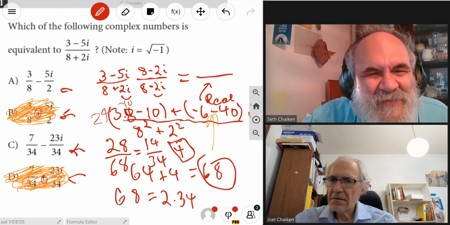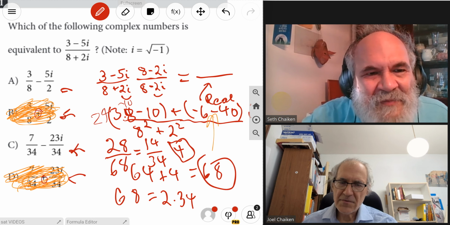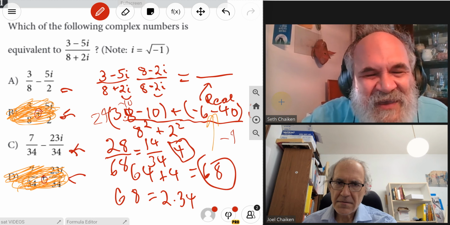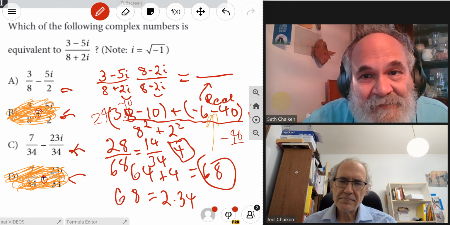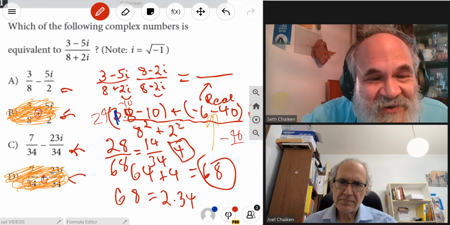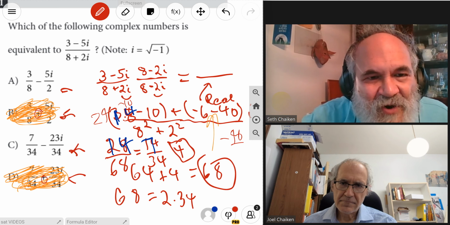Minus 10 is 14. So I made an arithmetic mistake here. The real part is 3 times 8, which is 24, minus 10, and that is 14. So this should be a 14. And then that's equal to 7 over 34, which matches this.